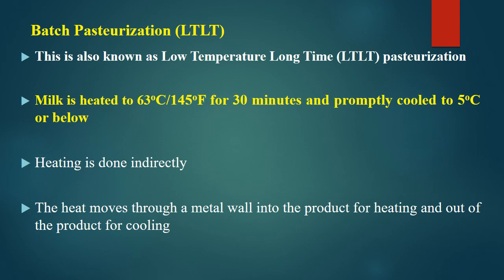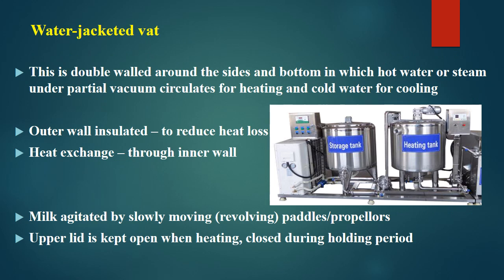Here heating is done in a double jacketed vat, or by spraying of water, or through a coil. All these three varieties we are going to discuss. In batch pasteurization, which is called LTLT, there are three types as I mentioned. The first one is the water jacketed vat. This is double walled around the sides and bottom, in which hot water or steam under partial vacuum circulates for heating and cold water for cooling.